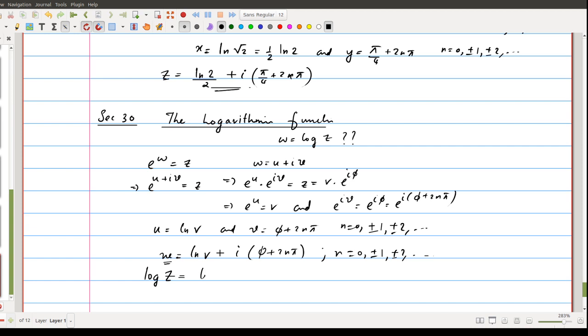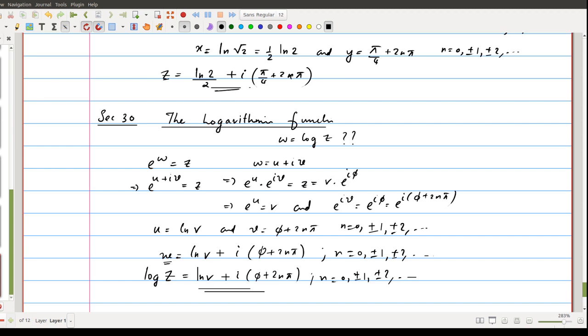Log z is equal to log r. Log z is usually written as log z is equal to ln r, this stands for the real logarithm of r, plus i times phi plus 2n pi, n is equal to 0, plus or minus 1, plus or minus 2, etc. So this is the definition of the complex logarithm.